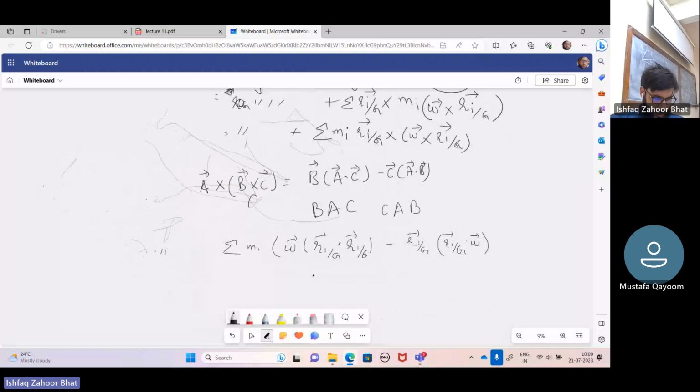Okay, so this will be equal to the summation of mi omega. What is this Ri dot Ri? R i G square, obviously.